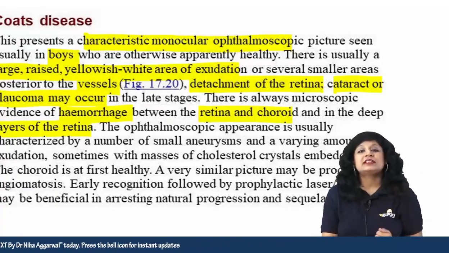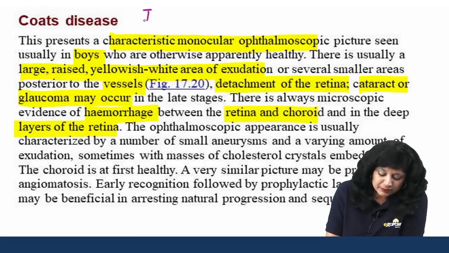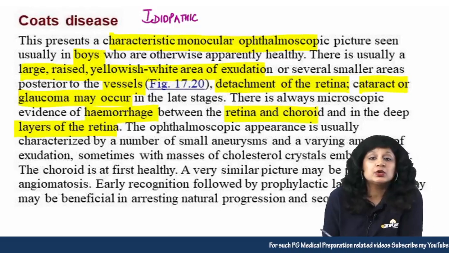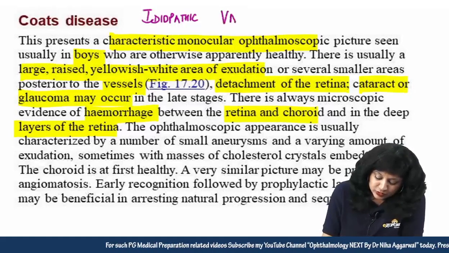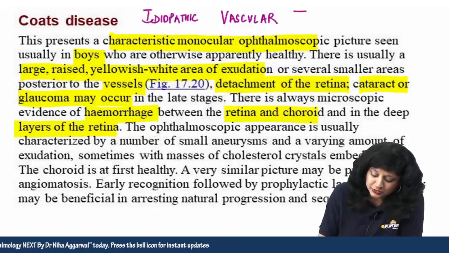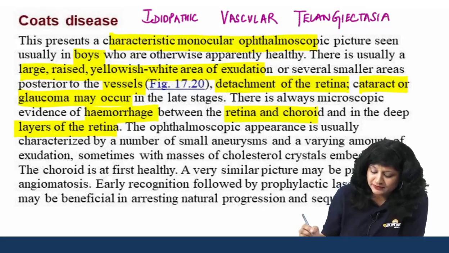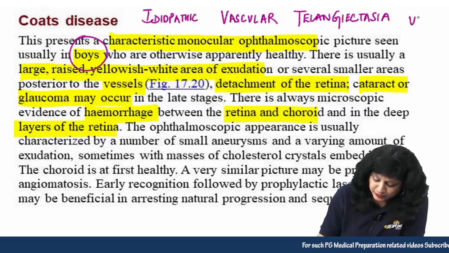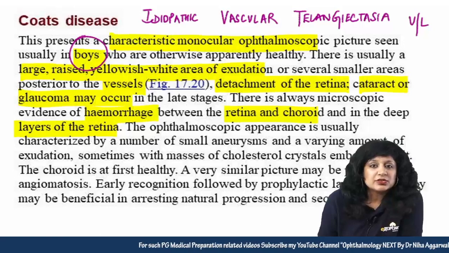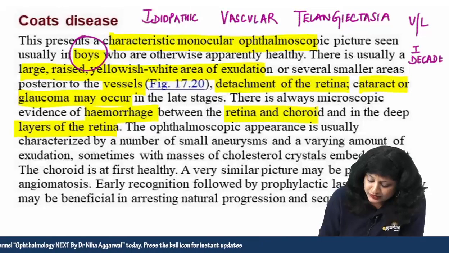So actually what is happening in this Coats disease, whenever you are thinking about Coats disease, always remember that it is basically idiopathic. We do not know the exact cause of this Coats disease, and it is a vascular disease, but it is the inflammatory pathology of the vessel. So it is the idiopathic vascular telangiectasia. Idiopathic vascular telangiectasia, we have got inflammation in the vessels, and it is common in boys. It is unilateral, and these boys are usually in the first decade. This will be found in the first decade, and these kind of boys will have a lot of inflammation.